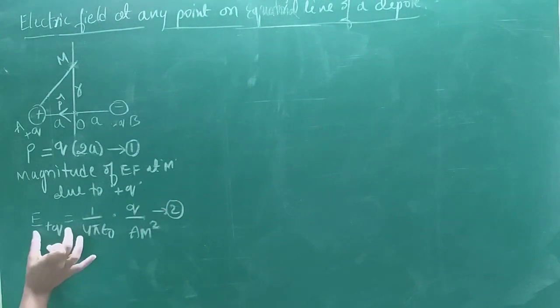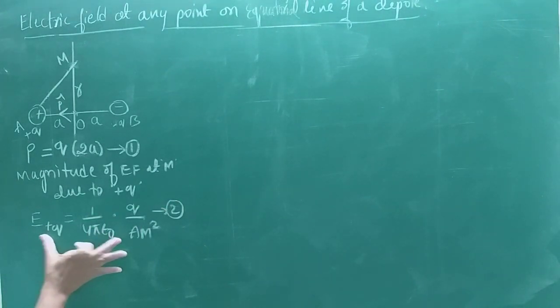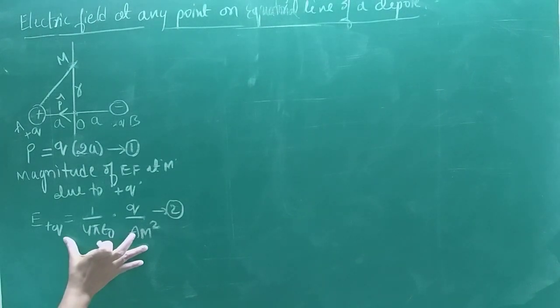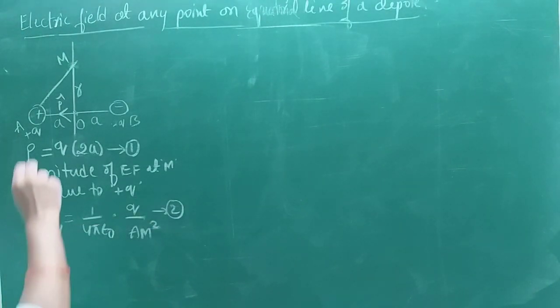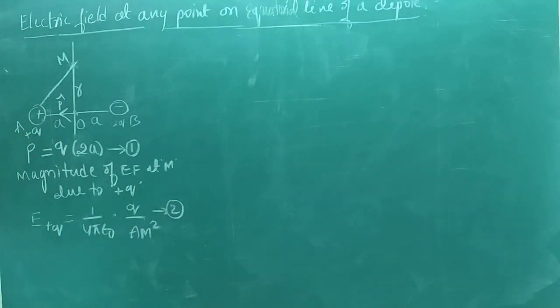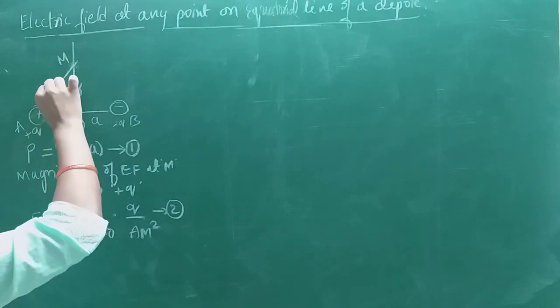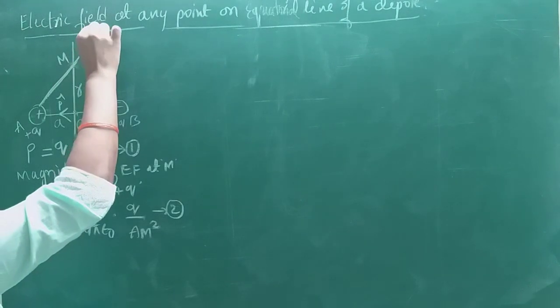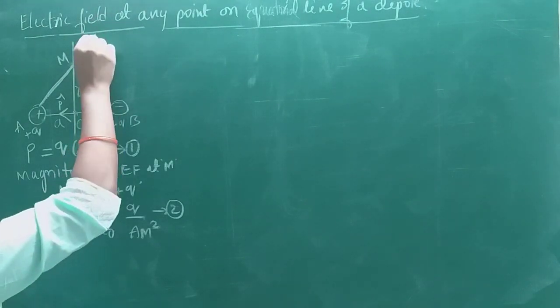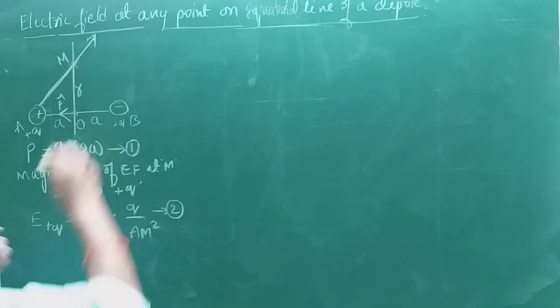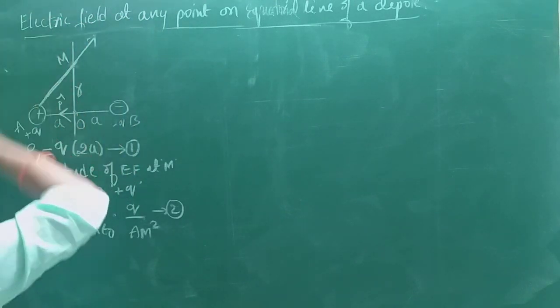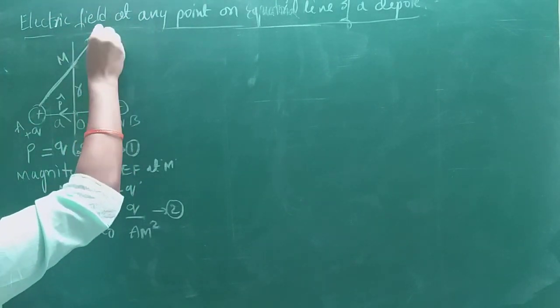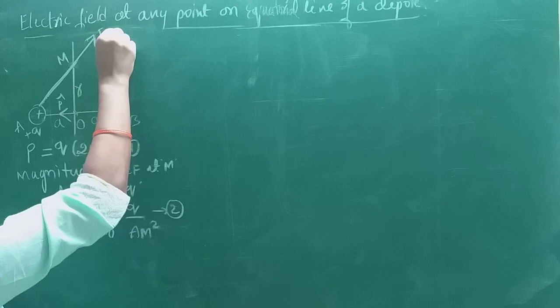Magnitude is this one, and the direction of this electric field is, due to the positive charge, radially outward. So this electric field due to the positive charge is acting in this direction. This is the direction of the electric field at M due to this positive charge, that is E plus q vector direction.